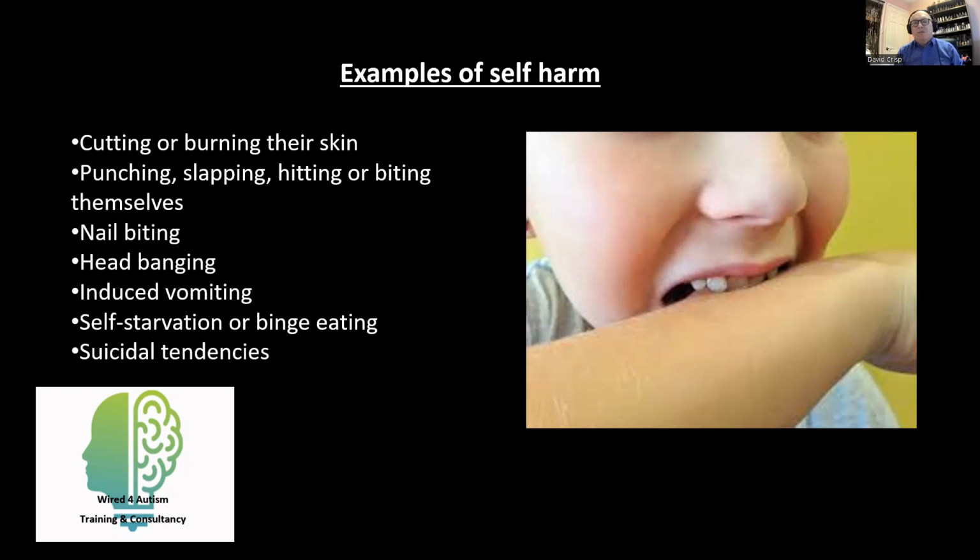Punching, slapping, hitting or biting themselves, cutting or burning the skin, making scratch marks like this, biting the nails. I certainly bit my nails till they were red raw when I was a child. Head banging, induced vomiting, self-starvation or binge eating, suicidal tendencies. These are all behaviors that autistic people may indulge in, and some of them obviously are very disturbing to witness as a parent or carer.